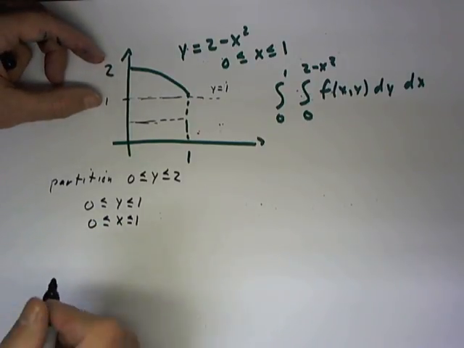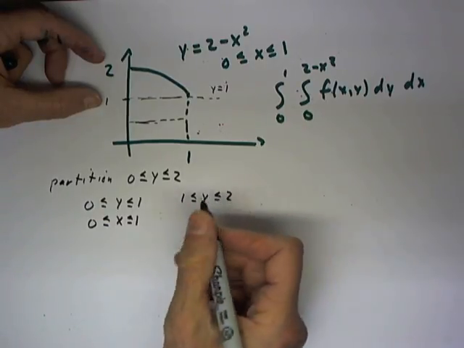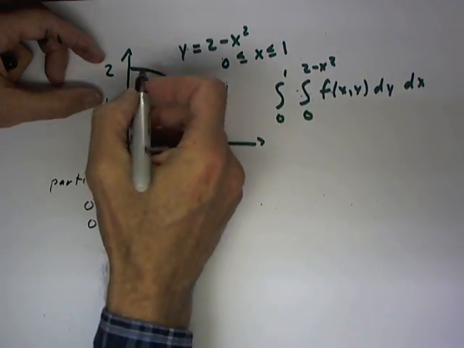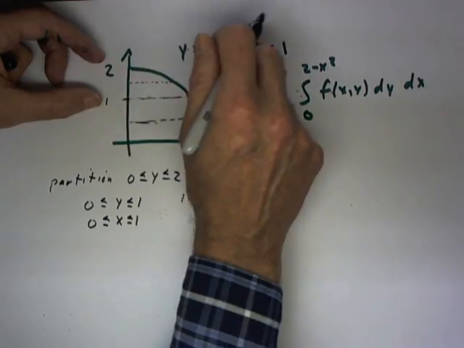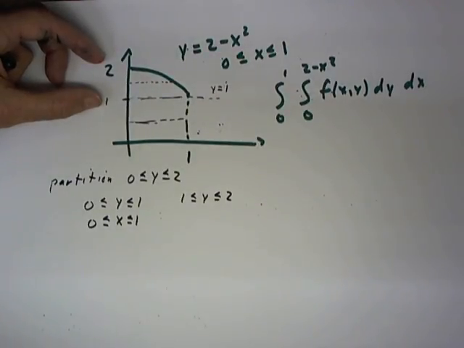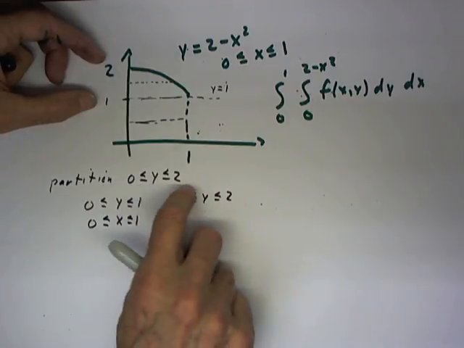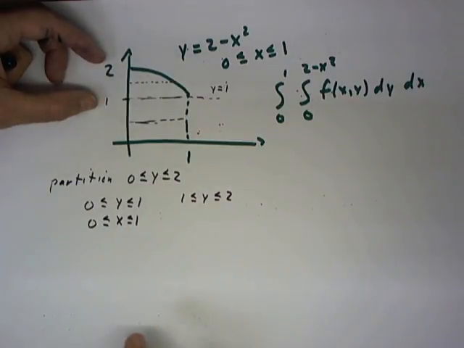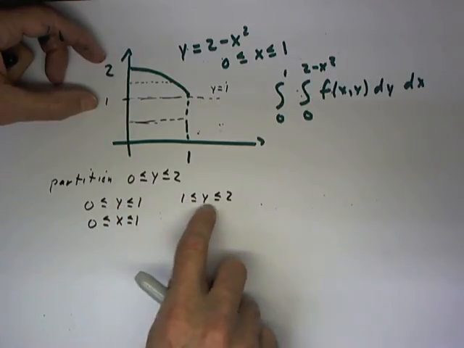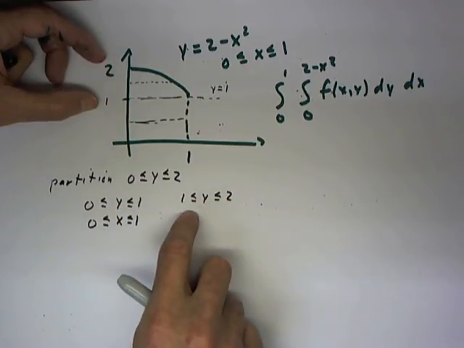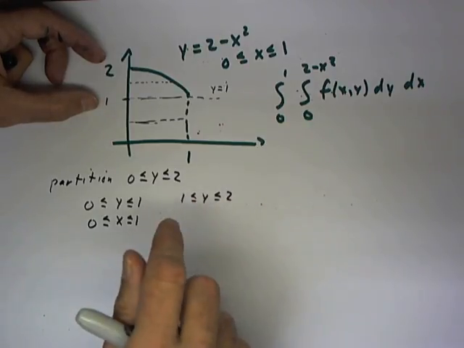and between y equals 1 and y equals 2, on which interval x runs up to this parabolic curve here. This is going to result in a split description of our interval from y equals 0 to 2. This is easily partitioned. It's just a rectangle.